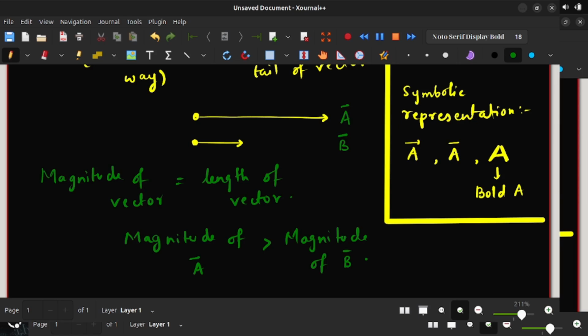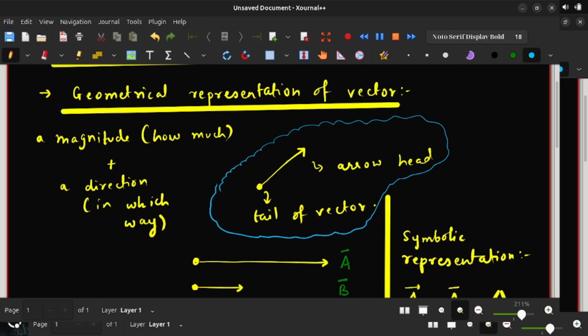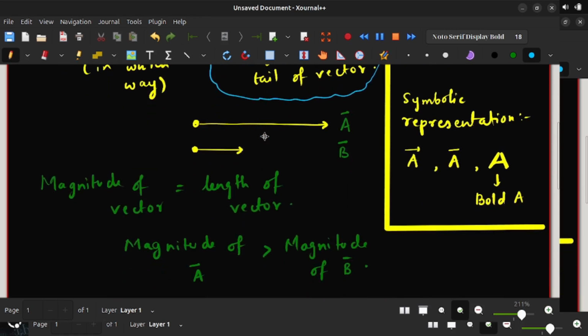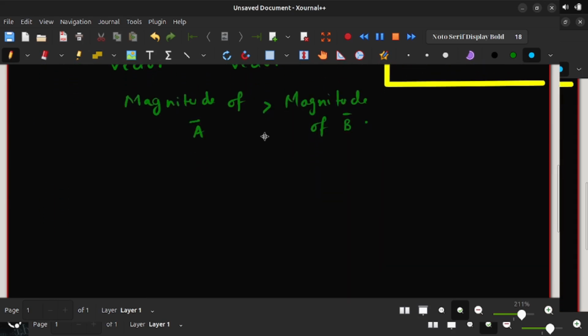So this representation that we have, this arrow with the tail, what will be the significance of this tail? I will tell that as well. But for now, the length and the direction both are defined by this representation. So whenever I am talking about a vector, this is the thing that should come to your mind, a vector with a tail. So this is the geometrical representation. I hope the symbolic representation is clear to you as well.